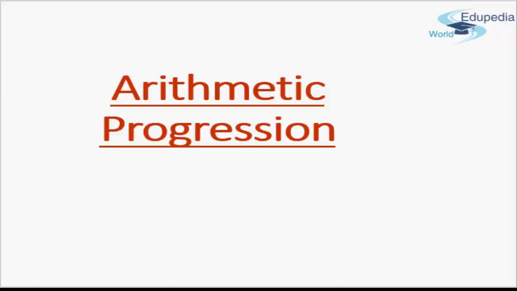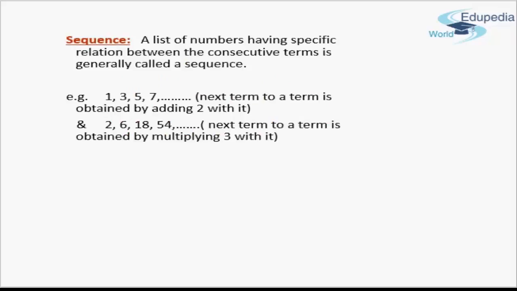You would see that just like probability and many of the stuff that we've been using in real life, arithmetic progression is also used by us in real life. So before I explain how that is so, let's just start with the definition of arithmetic progression. Before that, we'd have to discuss what is a sequence. Like the definition tells you on the slide, the list of numbers having a specific relation between consecutive terms is generally called a sequence.